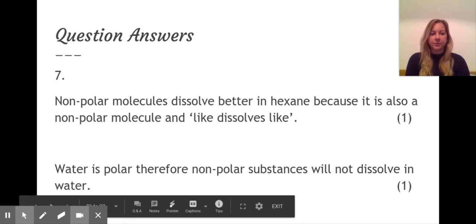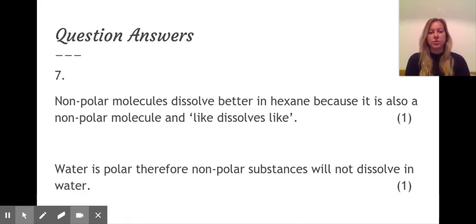Last one then, I think. Non-polar molecules dissolve better in hexane because it is also a non-polar molecule, and like dissolves like. Water is polar, therefore non-polar substances will not dissolve in water. Something to that effect for both marks.